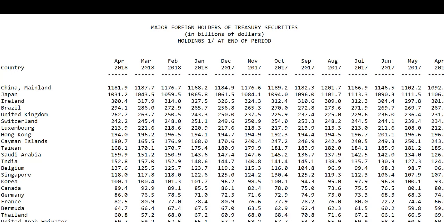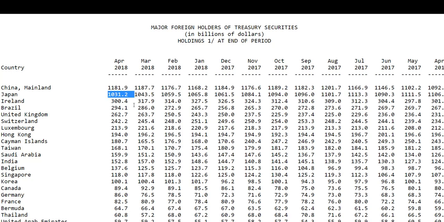Let's look at the data from the US Treasury. That's where we are at now. This link is shown in Canvas below the video. So as of April of 2018, among the foreign holders of US debt issued by the Treasury, so this is primarily government debt, China is the foreign country that lends us the most, about $1.2 trillion.